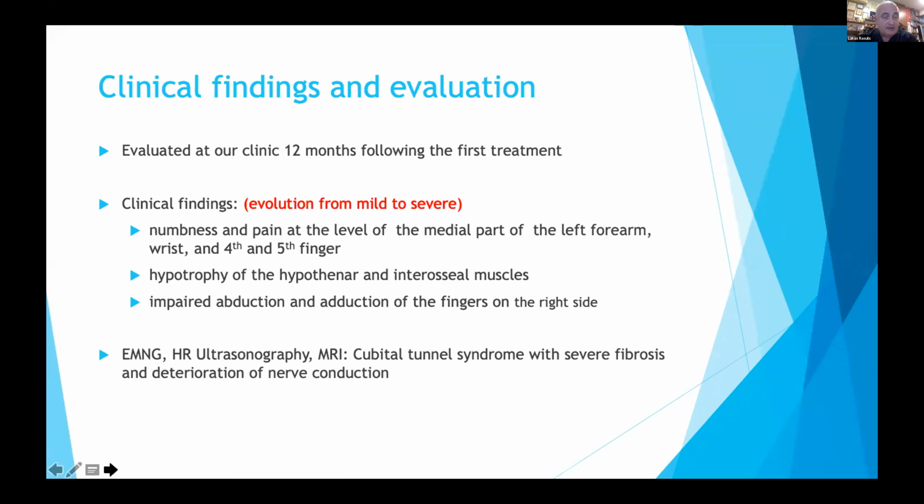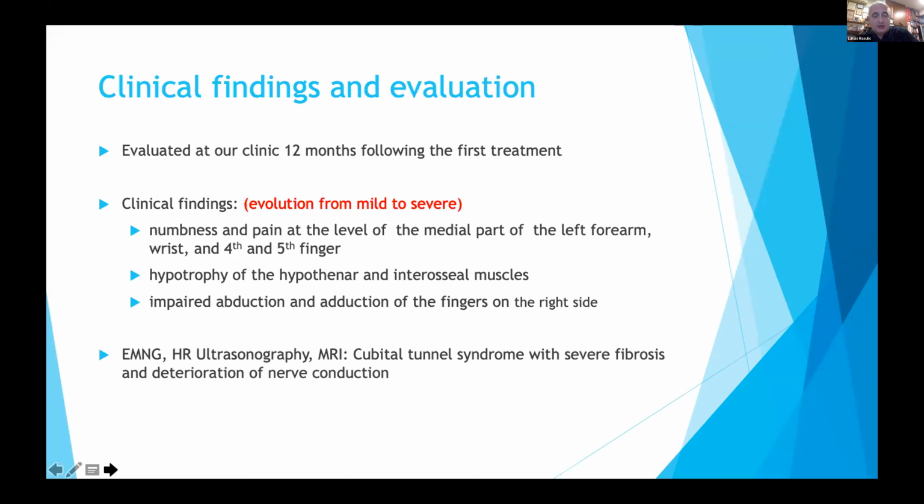The clinical findings had evolved from mild to severe. Numbness and pain at the level of the medial part of the left forearm, wrist, and 4th and 5th fingers, hypotrophy of the hypothenar and interosseous muscles, impaired abduction and adduction of the fingers on the right side. Then, of course, we performed all kinds of neuroradiological and electrophysiological diagnostic procedures and made a correlation with clinical findings. This was a clear indication for surgery.